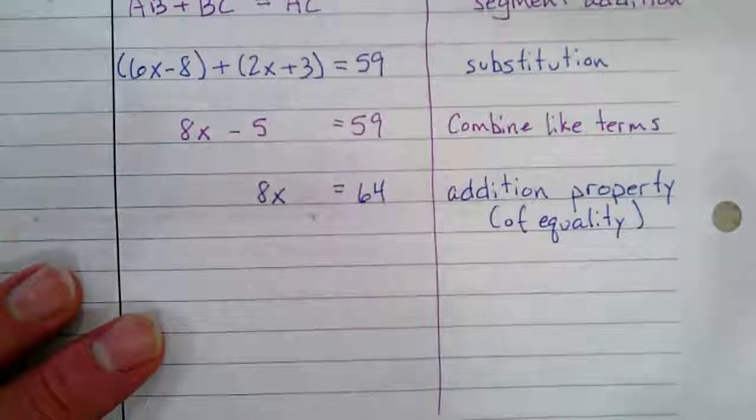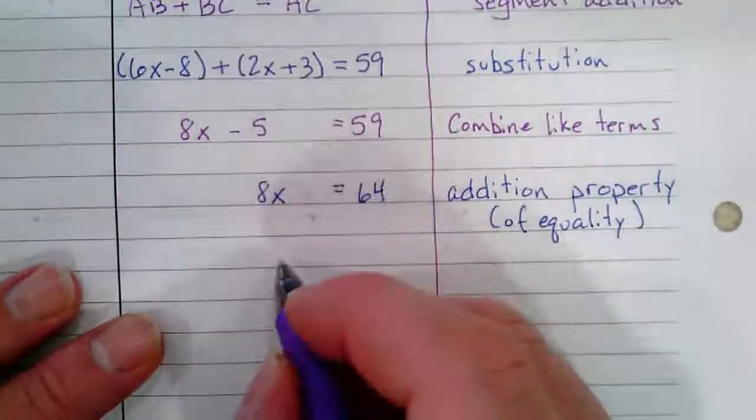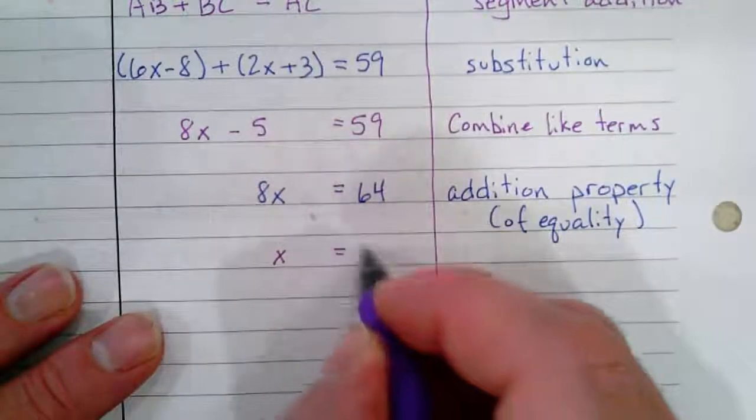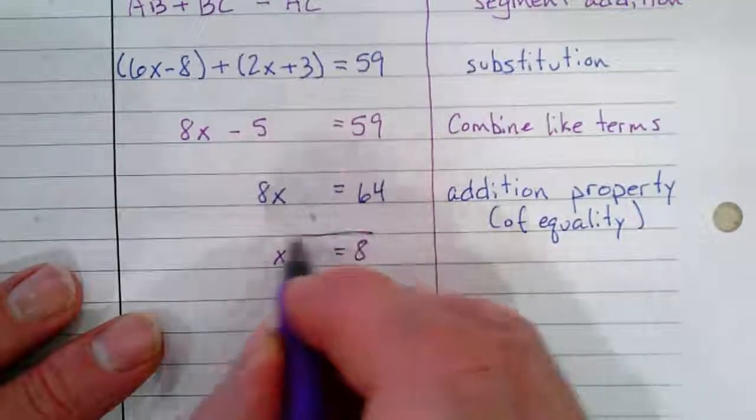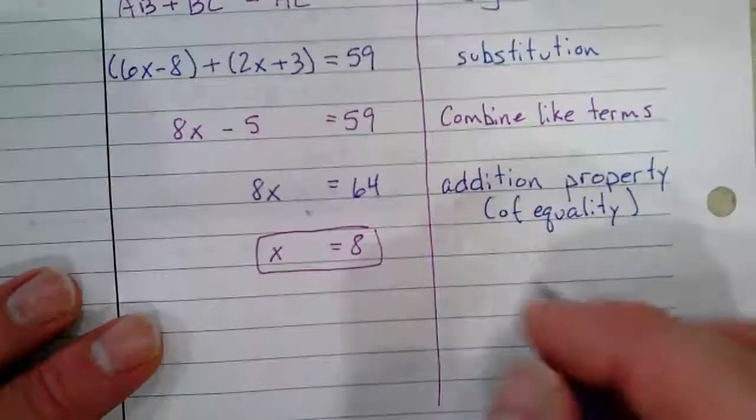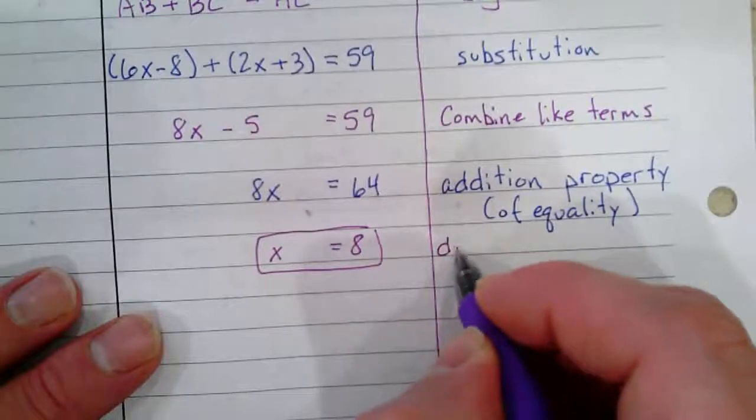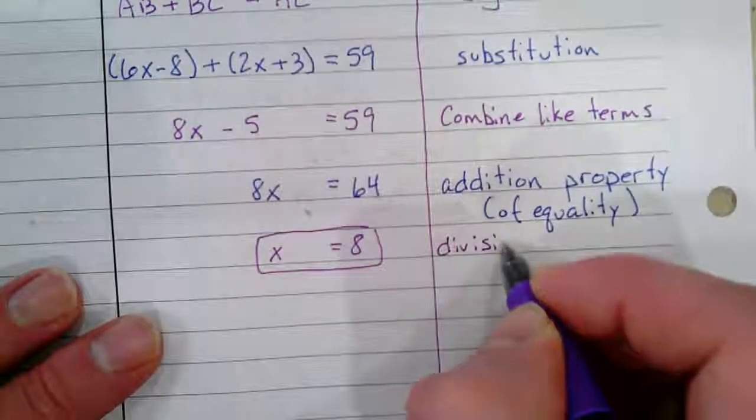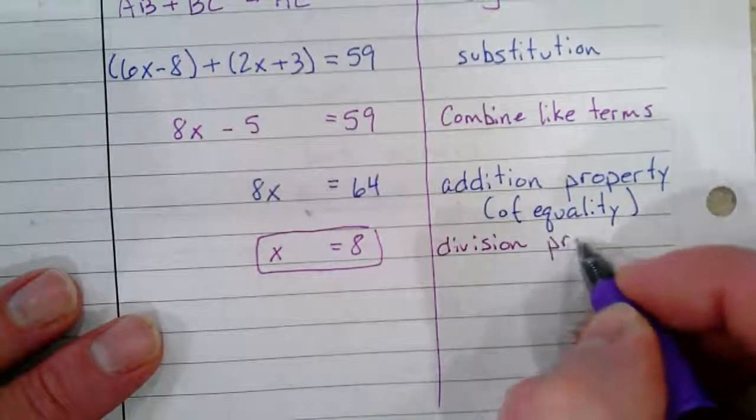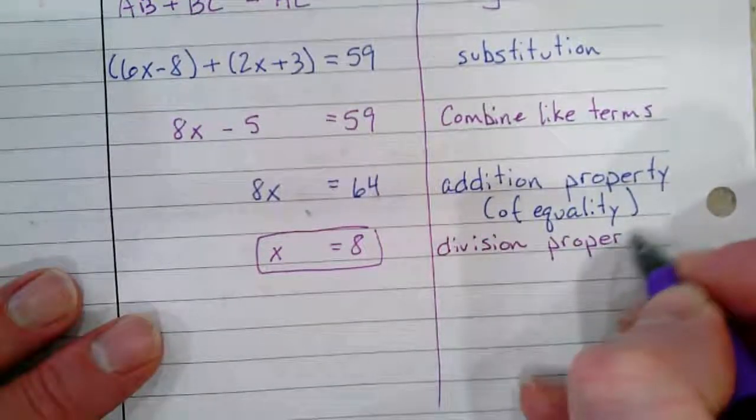And the last thing we do is just divide by 8. And that gives us x equals 8. And here we used the division property of equality.